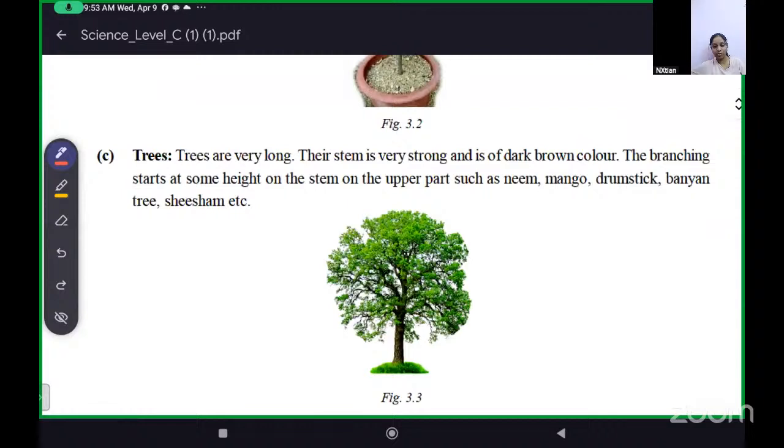Then we have trees. Trees we know are tall and strong. Their stem is very strong, and the bark is of dark brown color. The branching starts at some height of the stem on the upper part. Examples of trees are neem, mango, drumstick, banyan tree, shisham, etc.